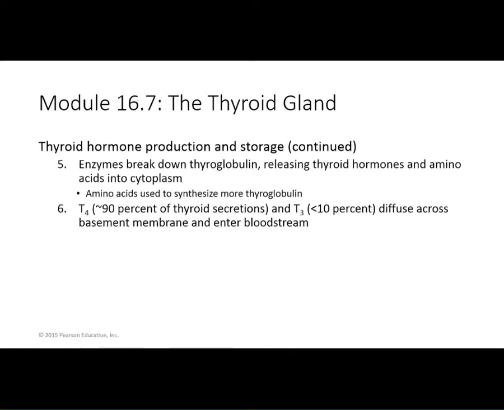Now, T4 is the primary one. 90% of your thyroid secretions are T4. The rest of it is T3. And those thyroid hormones are going to be released into your bloodstream. And what did we say that thyroid hormone did? What did the thyroid do? It was involved with your overall metabolism, right? And I told you that TSH did two things. What did I tell you thyroid hormone did long ago?